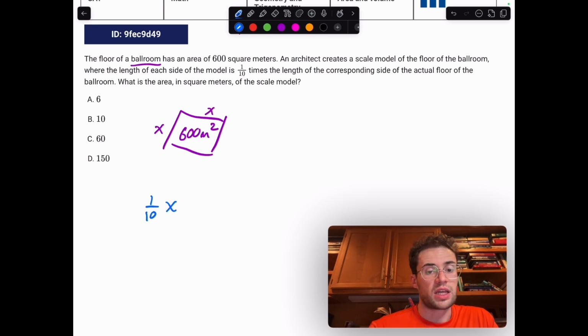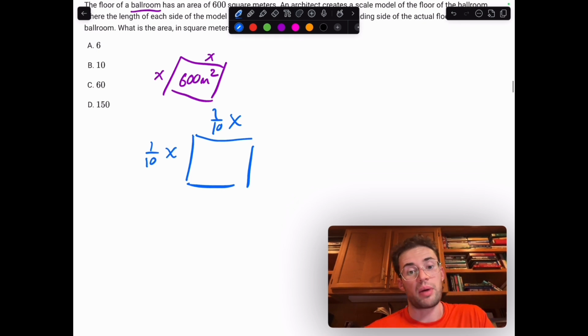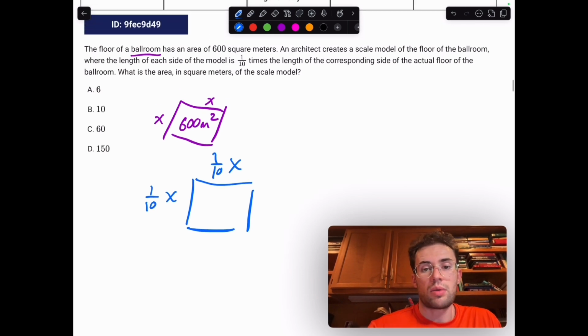So it becomes like 1/10 x by 1/10 x, like that. So the area is actually going to be multiplied by 1/100th, or you could say it's divided by 100, because again, it's area, so it's scaled in two different dimensions, so 1/10 squared. So basically we're going to be multiplying 600 times 1 over 10 squared, which is 1 over 100, and that's going to give us 6.